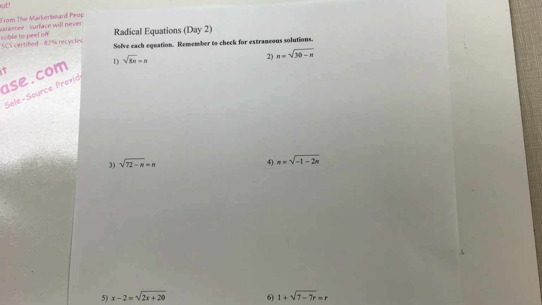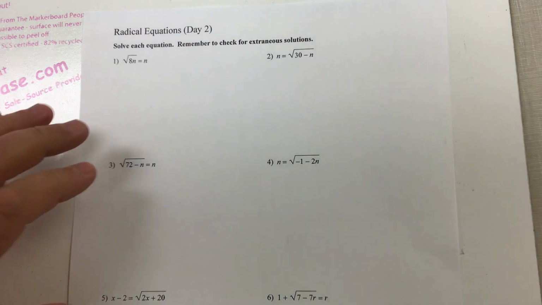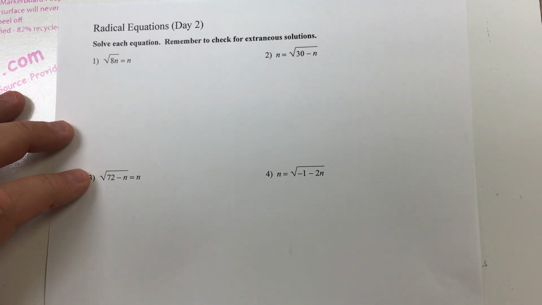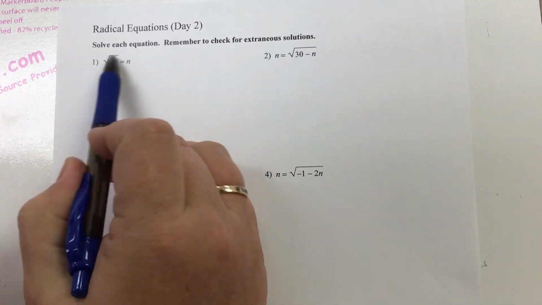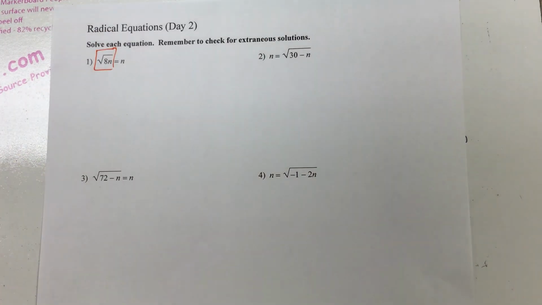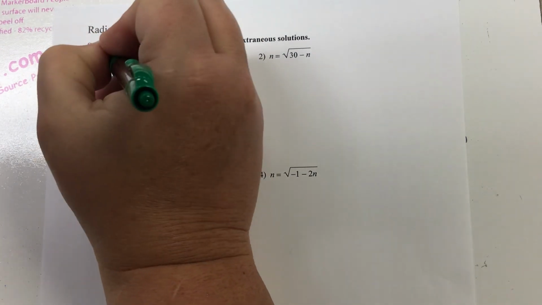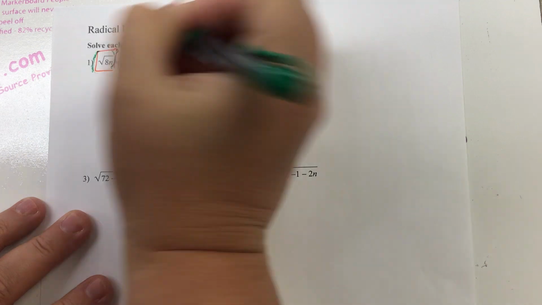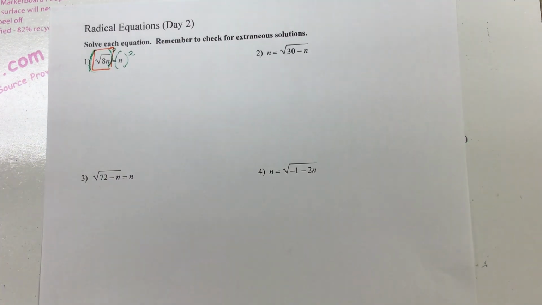Step number one, you need to isolate the radical. In problem number one, I have the square root of 8n equals n. The square root is isolated on a side by itself, so we are good to go. The next step is to undo that radical. Since it is a square root, we are going to square both sides, taking both sides to the second power.